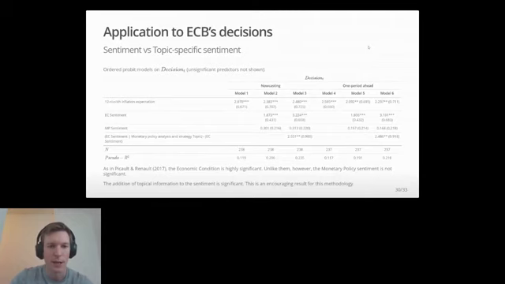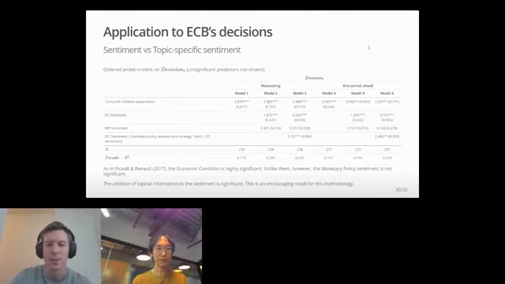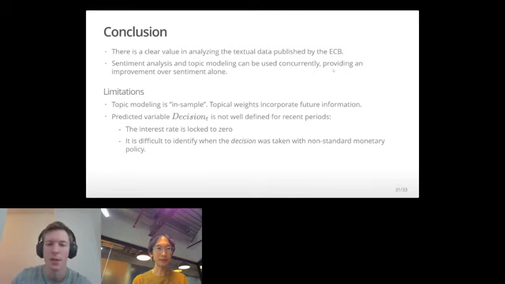I'm slightly over time. So here it shows that there's some clear value in analyzing the textual data published by the ECB, and that you can also use topic modeling and sentiment analysis together to try to create something that is cleaner than just raw sentiment analysis. But there are some limitations because the topic modeling is in sample, so the topical weighting uses future information. That's something I have to fix. And the decision variable could be improved because the interest rate is locked at 0, so recent years are a bit more complicated.